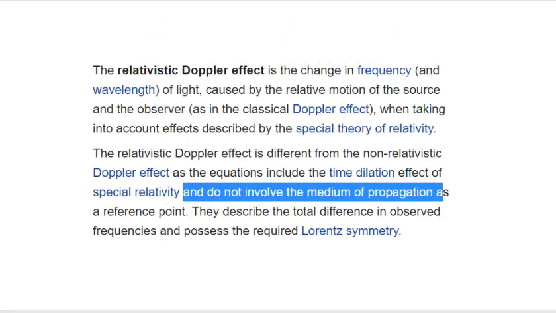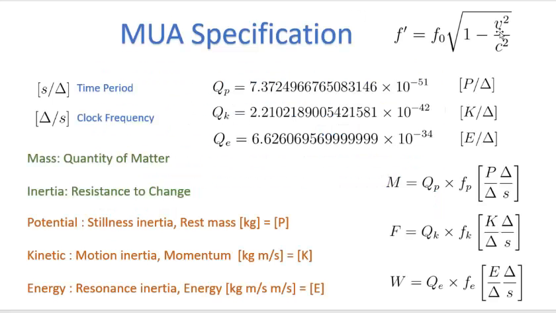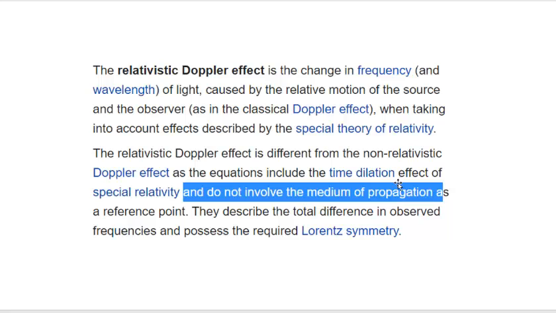So I just want to read this one little bit from Wikipedia. It says the relativistic Doppler effect is the change in frequency and wavelength of light caused by the relative motion of the source and the observer, as in the classical Doppler effect, when taking into account the effects described by special relativity. The relativistic Doppler effect is different from the non-relativistic Doppler effect, as the equations include the time dilation of special relativity, and do not involve the medium of propagation as a reference point.